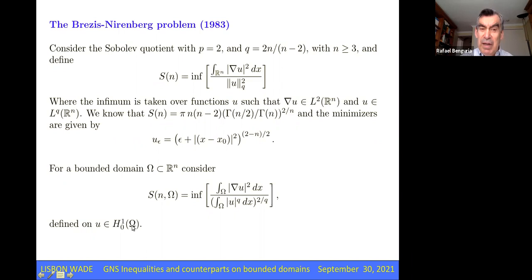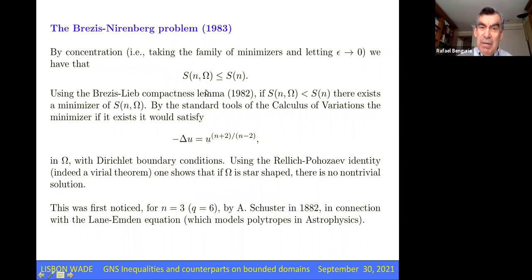You have concentration. For the problem in R^n, there is invariance under scaling, and you can concentrate the minimizers at an interior point. And these are approximate minimizers. So we know that there are no minimizers in the case of the bounded domain with Dirichlet boundary conditions. But using concentration compactness, and the way I use concentration compactness is using the famous Brezis compactness lemma of 1982: if S_n(Ω) is strictly less than S_n, then there is a minimizer of this quantity.